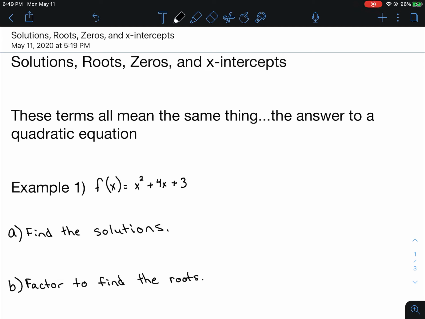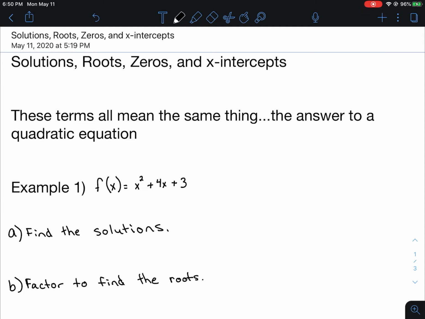All right, so today we're going to just review a little bit about solutions, roots, zeros, and x-intercepts. So we've learned how to solve by factoring. We've learned how to solve a quadratic equation by not factoring, by using our quadratic formula. We've also learned how to graph. And then when we do graph, we typically find our x-intercepts.